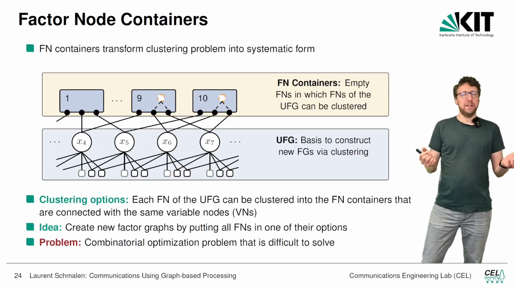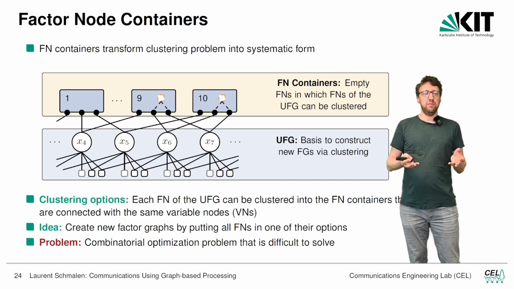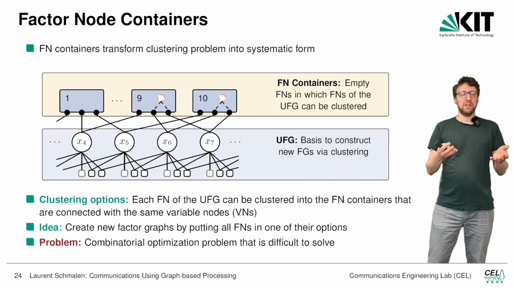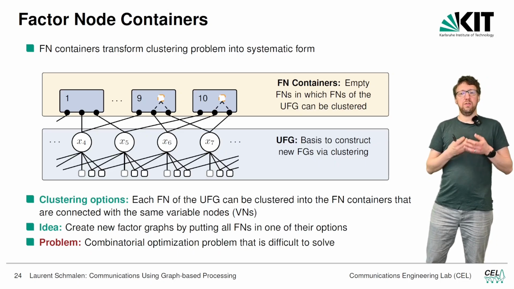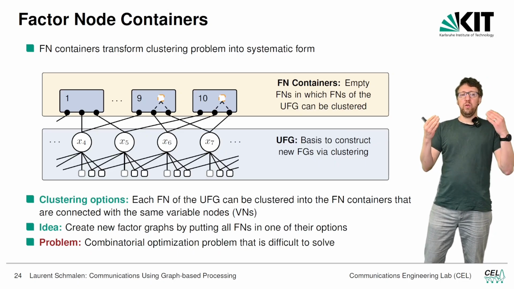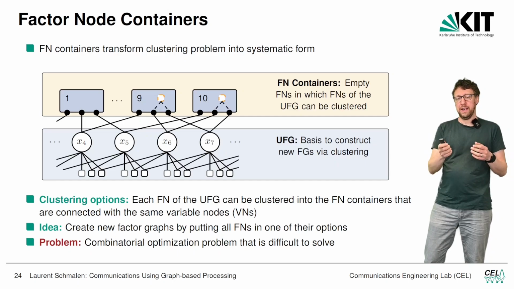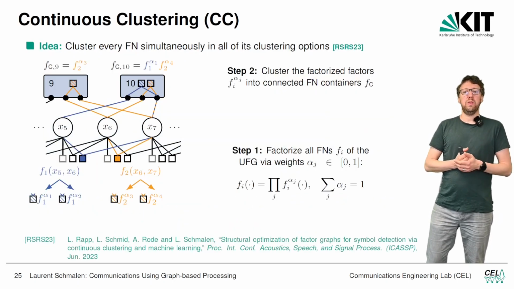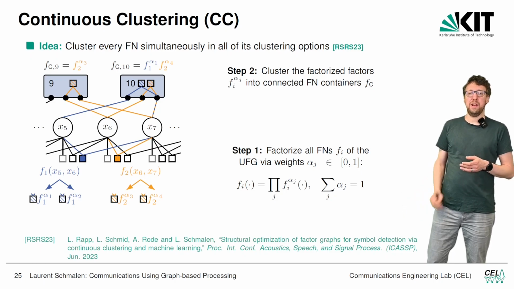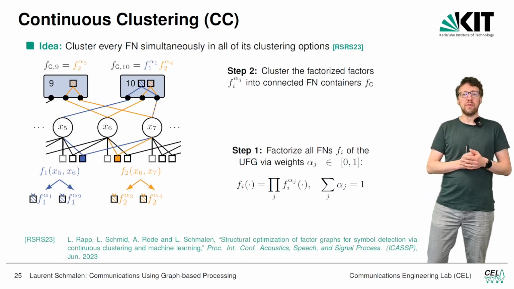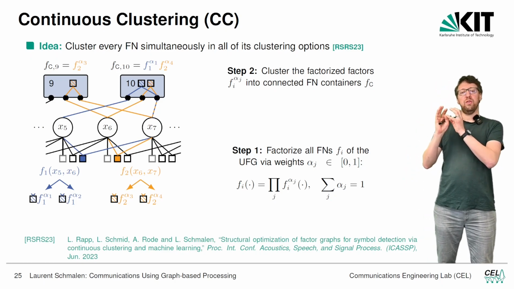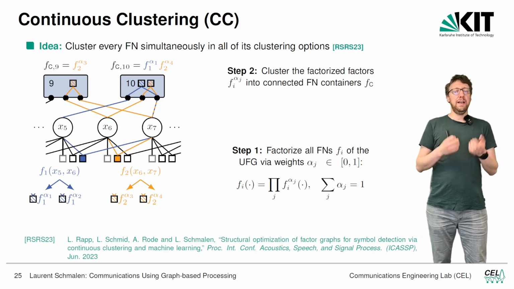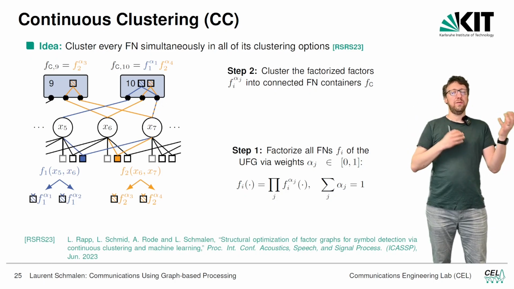So the problem, however, is that this is a combinatorial optimization problem. So we have many possibilities and this is very difficult to solve. So the way to solve this is we relax the problem, we apply relaxation, and this is what we call continuous clustering. And it's explained in the reference below. The idea is that instead of assigning a factor node to a cluster, we assign it simultaneously in all of the options.